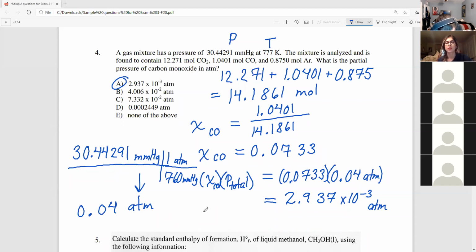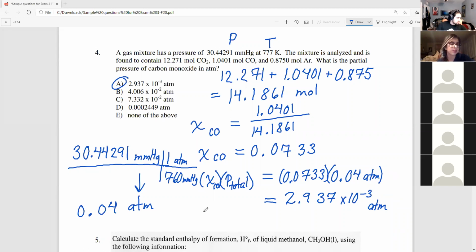I have one question. Where do you get the 30.44? Is that a constant? Oh, so they just told you that that was the pressure. A gas mixture has a pressure. Oh, okay. Yeah, sorry. So you're just given that. That's the total pressure that you'll use for this one. Okay. I got lost. Thank you. No, don't worry.